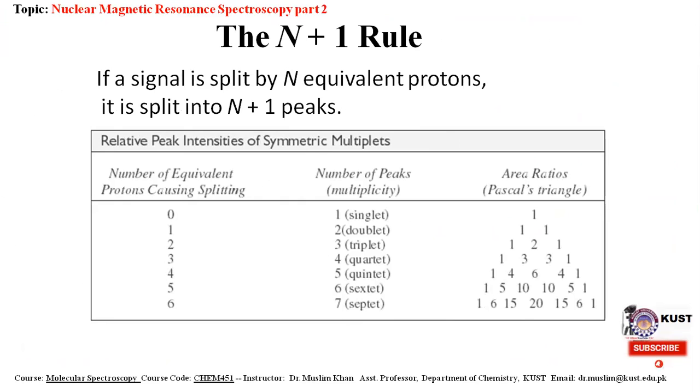This is the n+1 rule. If the signal is split by n equivalent protons, it is split into n+1 peaks. For example, if the number of equivalent protons causing splitting is 0, the signal will be 1 peak. If the number of equivalent protons is 1, as in the first case, n+1 is 1 plus 1, equal to a doublet, 2. If the number of protons is 2, as in the second case, 1 plus 2 is equal to 3, a triplet, 1, 2, and 1. Similarly, quartet, quintet, sextet, and septet.